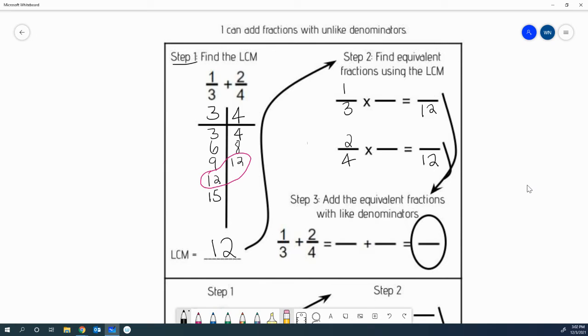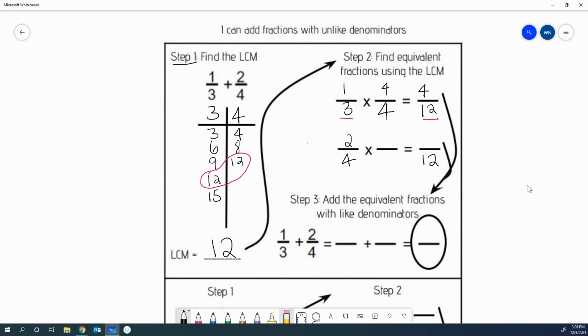Remember, this step says 3 times what will get me 12. We're reading that as 3 times what will get me 12. I know that 3 times 4 will get me 12, so I'm going to go ahead and fill that in. And I know that if I multiply the denominator times 4, I also have to multiply the numerator by the exact same number. So I'm going to multiply that by 4 as well, because as you see, 4 over 4 equals 1. So we're basically just multiplying the 1/3 times 1 to get an equivalent or equal fraction that has a different denominator. 1 times 4 is 4. So the equivalent fraction for 1/3 is 4/12.